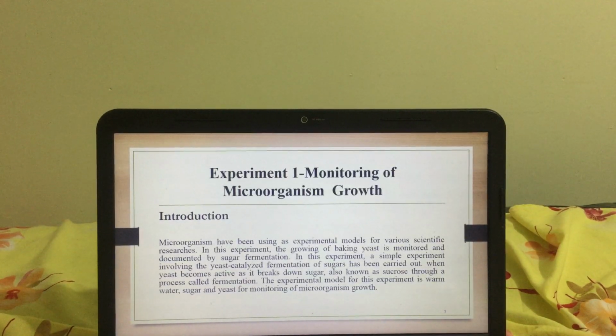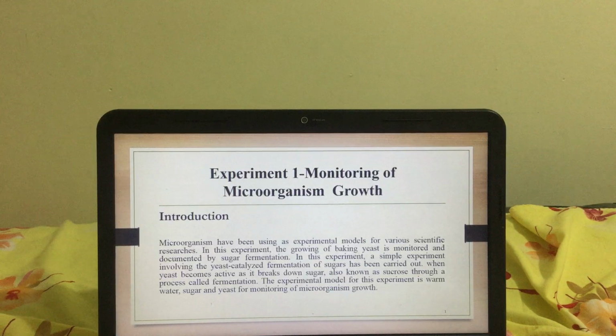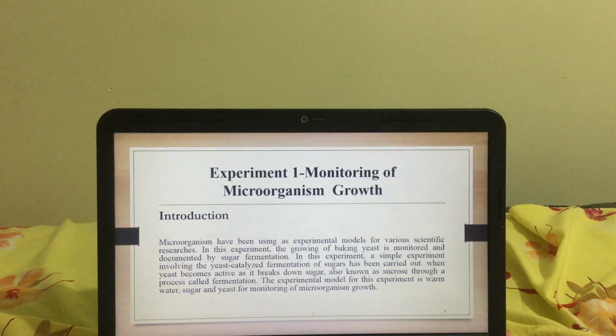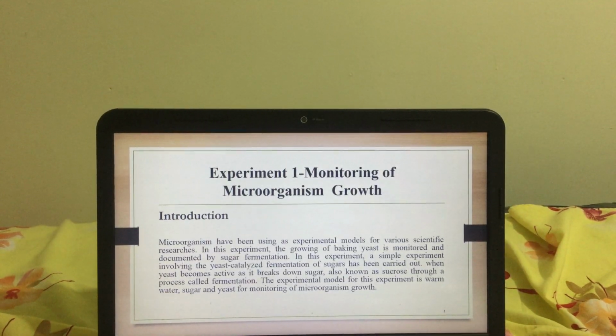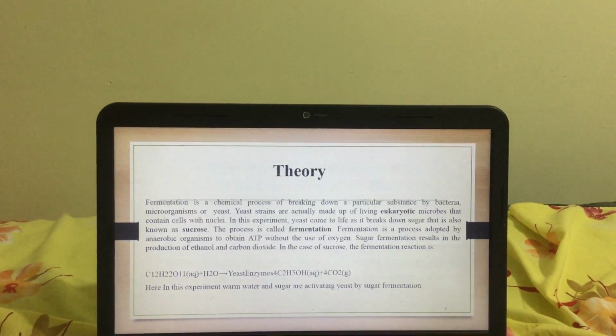Yeast becomes active as it breaks down sugar, also known as sucrose, through a process called fermentation. The experimental model for this experiment is warm water, sugar, and yeast for monitoring of microorganism growth.